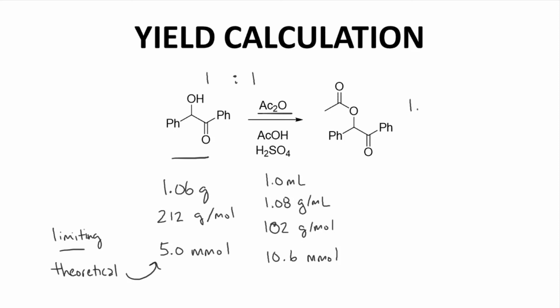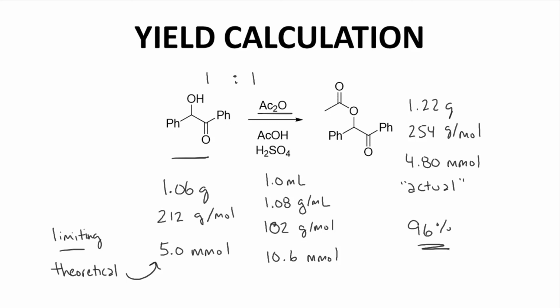Now for our product. We obtained 1.22 grams. The molecular weight is 254 grams per mole. That's 4.80 millimoles. This is our actual yield. For percent yield, take actual over theoretical times 100. That's a 96% yield. Great. The literature yield is also exceptionally high, close to 90%. This is an excellent high-yielding reaction that affords a very clean product.